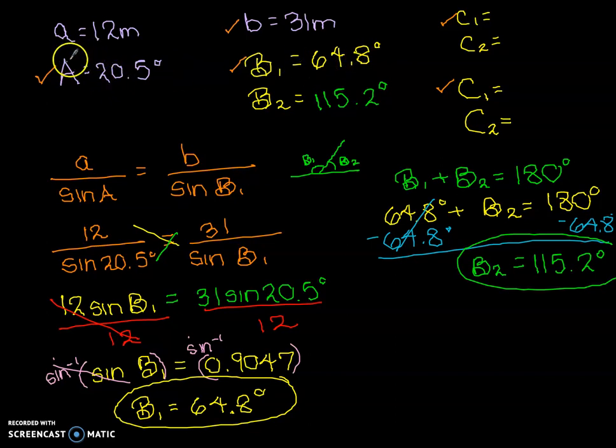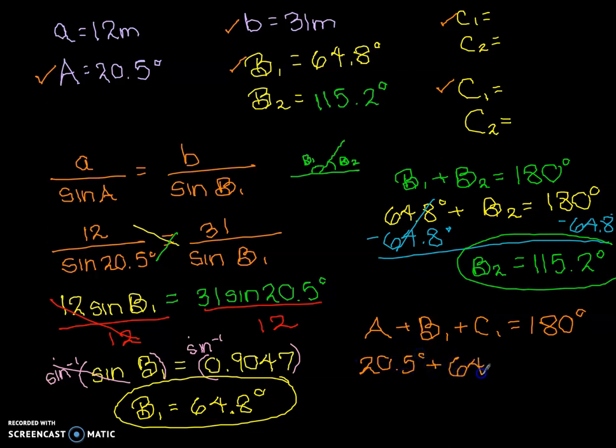So if in the first triangle, I have angle A, angle B, and I need angle C, if I add those angles up, I should get 180 degrees. So angle A is 20.5 degrees, angle B is 64.8 degrees, and I can use that to find angle C in the first triangle, which I've named C sub 1. So adding these up and then subtracting it from 180, I'm just going to skip that step because I'm out of room. C sub 1 should give you 94.7 degrees.